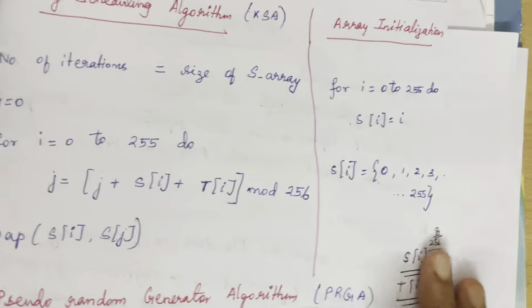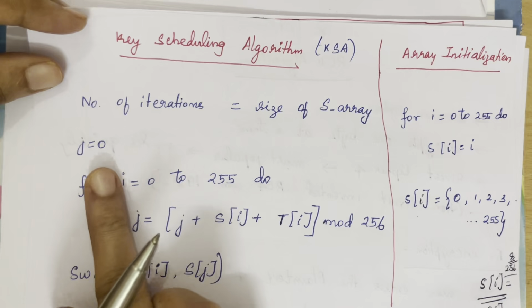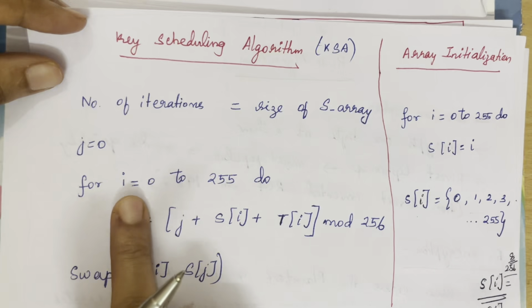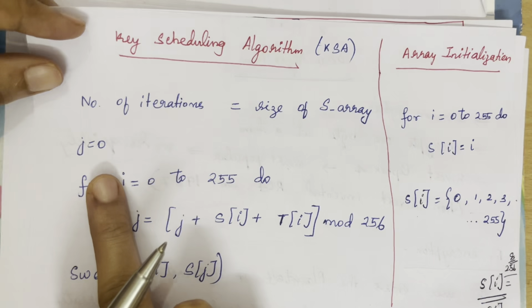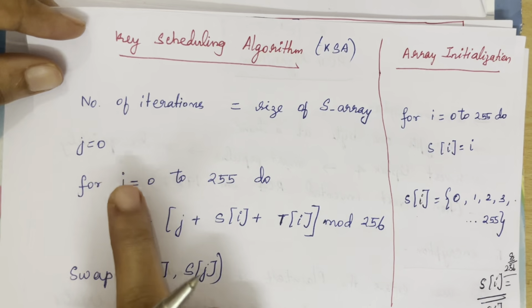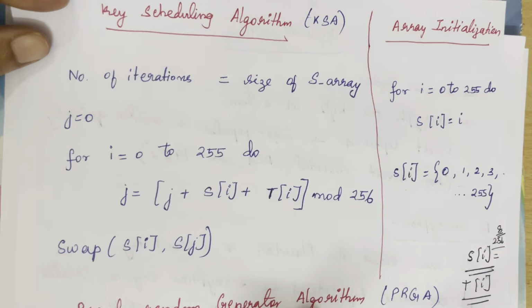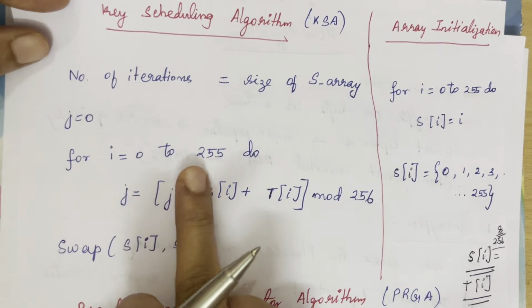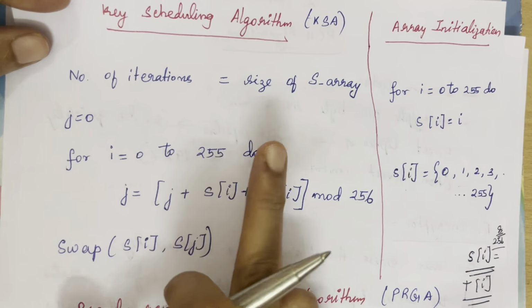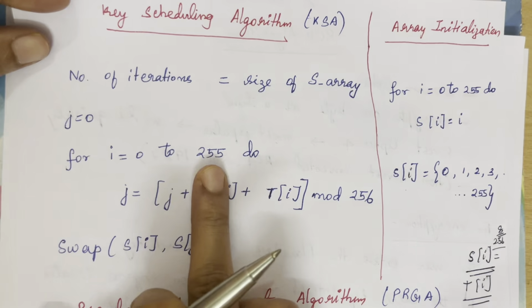Next comes the main part, the key scheduling algorithm. In the key scheduling algorithm, we use two variables, the I variable and the J variable. Using these two variables, we swap the locations of the state vector. So for I equal to 0 to 255, this 255 will vary based on the size of the array.